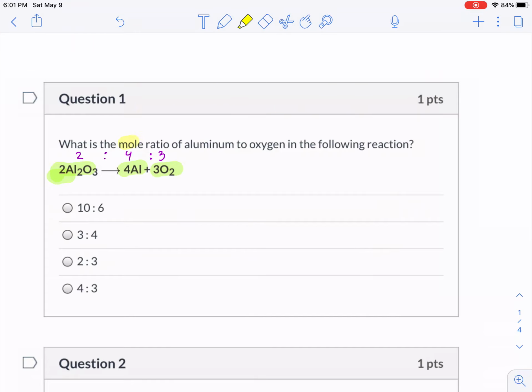What is the mole ratio of aluminum to oxygen? That is what we are looking at. So we've got aluminum and we've got oxygen. Remember, oxygen is diatomic. Well, our balanced chemical equation says for every 2 moles of aluminum oxide, we produce 4 moles of aluminum and 3 moles of oxygen. So our ratio of aluminum to oxygen is a 4:3 ratio.